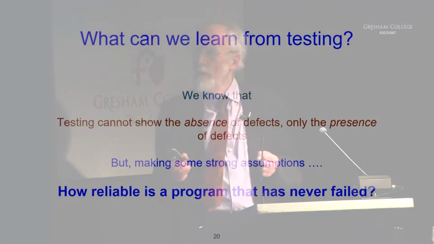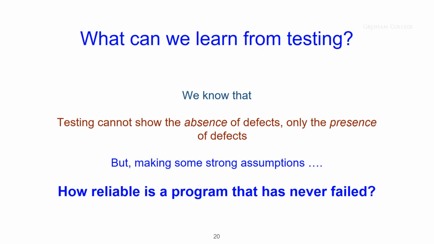Now, as we've seen over a number of lectures, the primary way in which software developers gain confidence in their software is by testing it. So it becomes a very important issue. What can we actually learn from testing software? And we know that we can't make strong claims on the basis that we haven't found any faults. We can't claim that there are no faults in the software because testing only shows the presence, not the absence, of faults. We know that. That's fundamental.